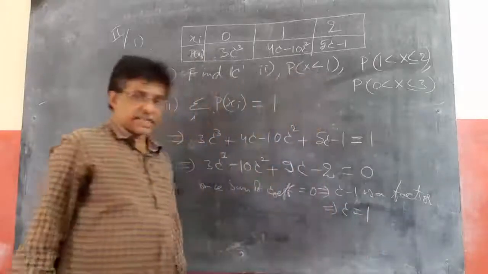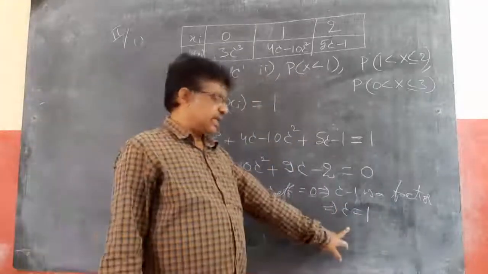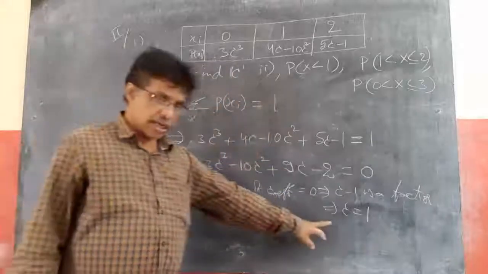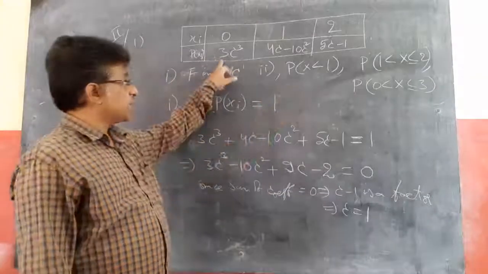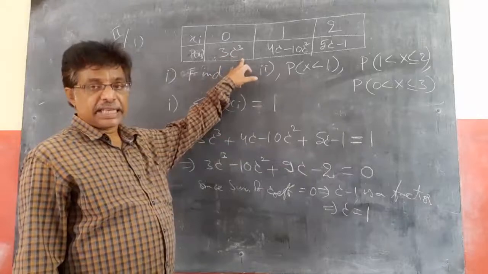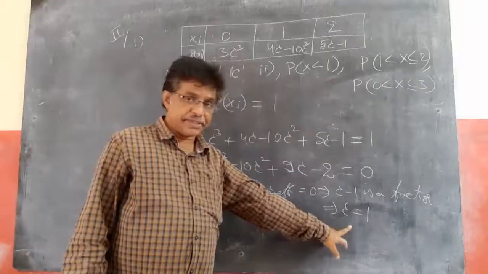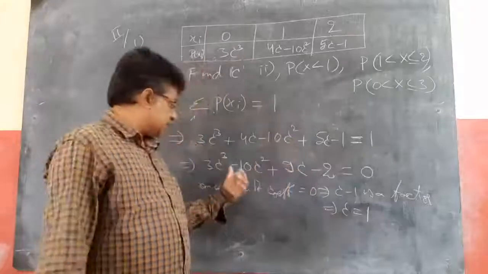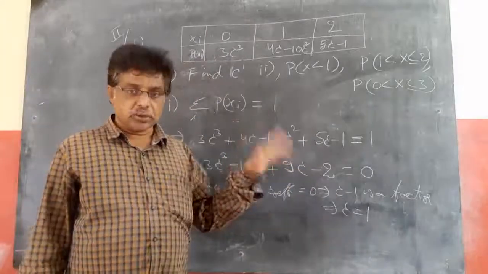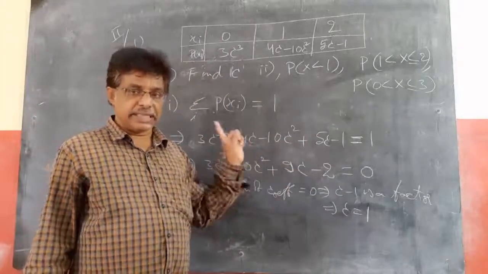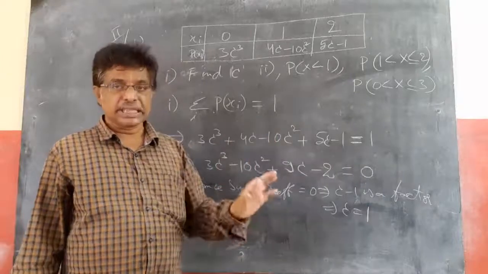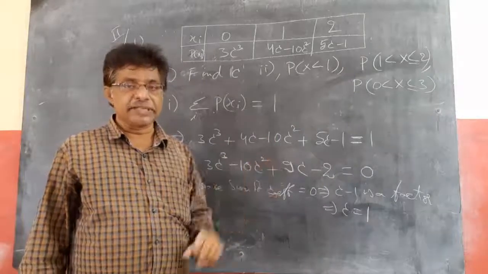Here c equal to 1 is a root of the equation, but not the probability, because the probability is becoming 3, more than 1. So this is not the required value of c. There are two more values because it is a cubic equation. Find the two values. Only one of the values will satisfy our required condition, such that the probability of any event lies between 0 and 1.